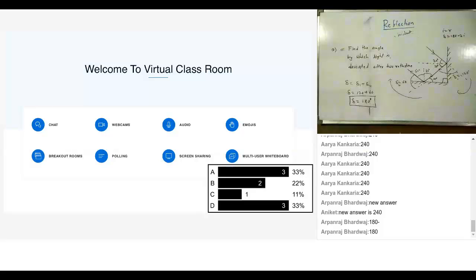Just check, is that clear to all of you? Yes, sir. So where did you go wrong? Arpan 240, Arya 240. Okay, new answer is 240. No, the final answer is 180 degrees. Just check, is that clear to all of you?